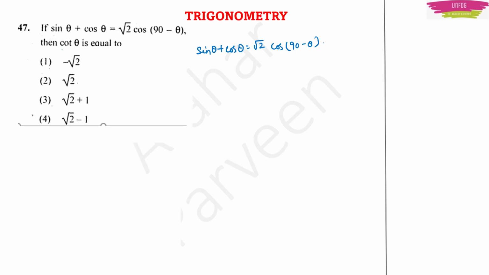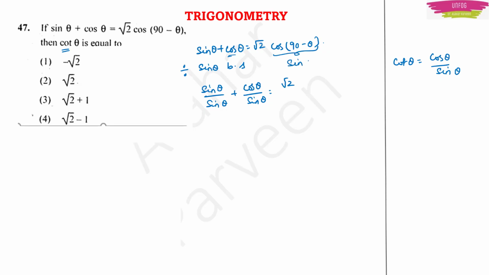Because they are asking us cot theta, we should know that cot theta is the ratio of cos theta and sin theta. So to get cot theta here, you should divide by sin theta. Then only you will have the chance of getting cot theta in your equation. So divide by sin theta both sides. So sin theta by sin theta plus cos theta by sin theta is equal to root 2, and cos (90 minus theta). By seeing this only you understand that it is sin theta, right?